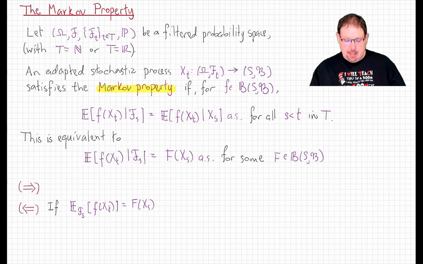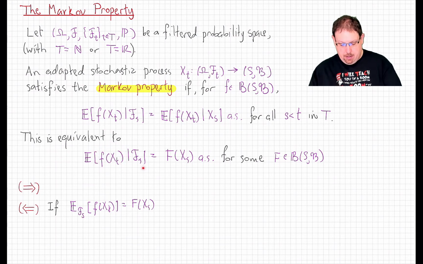is said to satisfy the Markov property if, for all bounded functions f of the state space, if we condition that function of the process on the filtration at an earlier time, that's the same as conditioning that function of the process at just that earlier instant. That is, conditioning this on the sigma field up to time s is the same as conditioning on just the random variable X_s. Now, this is equivalent to stating that the conditional expectation of a function of the process on the sigma field up to time s is some bounded function of the process at time s.